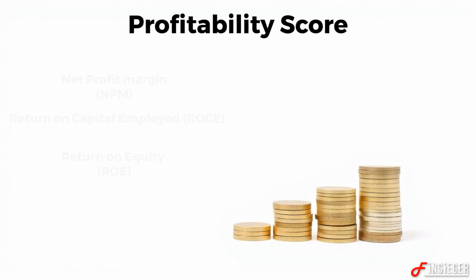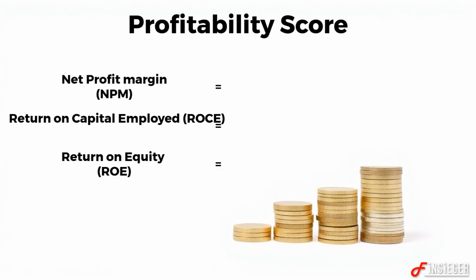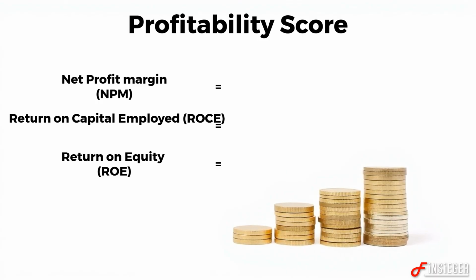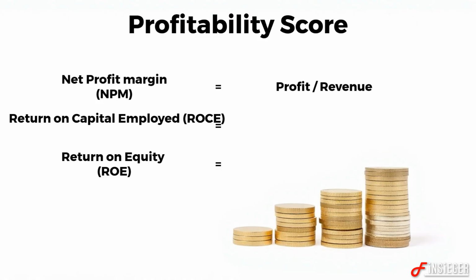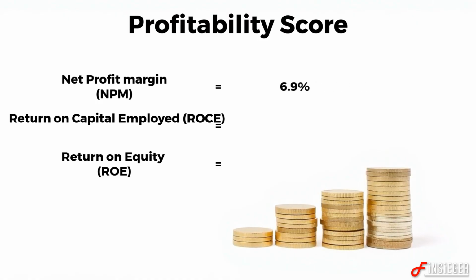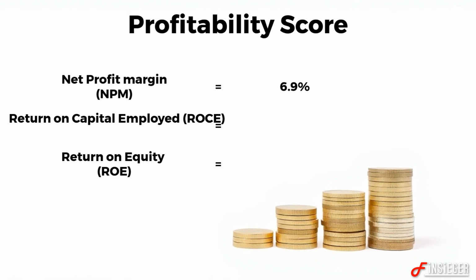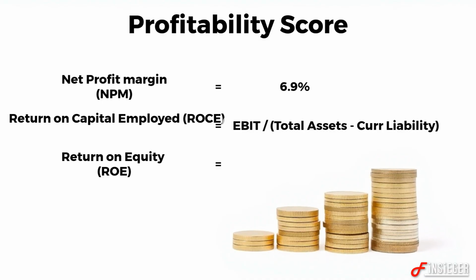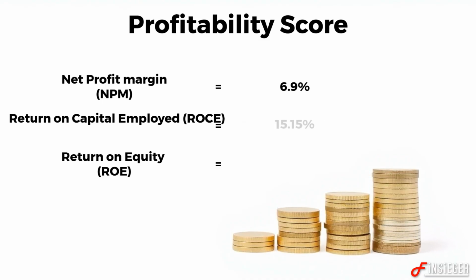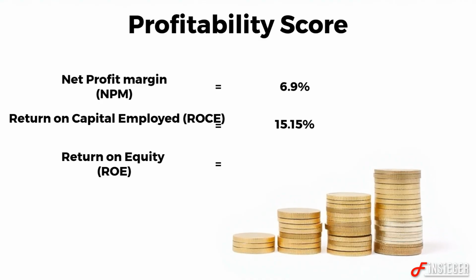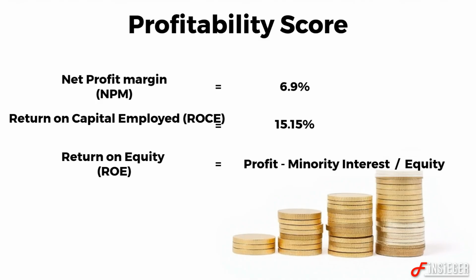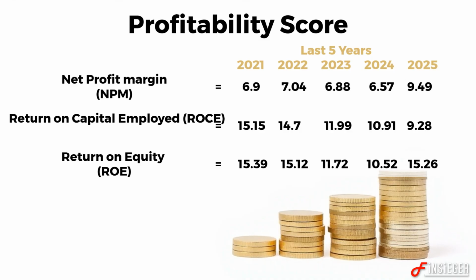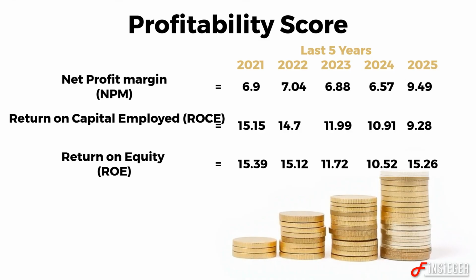For profitability score, we will be looking at NPM, ROCE and ROE to see the efficiency of the company to generate profits out of currently available capital and assets. Net profit margin is final profit divided by revenue. In case of LNT, it is 6.9% this year. Return on capital employed is calculated by profit before interest and taxes divided by total assets minus short-term liabilities. Here it is 15.15%. Return on equity is profit minus minority interest divided by equity. So, it is 15.39% in this case. Considering the last 5-year data for all of the above ratios, LNT gets a profitability score of 3 out of 5.